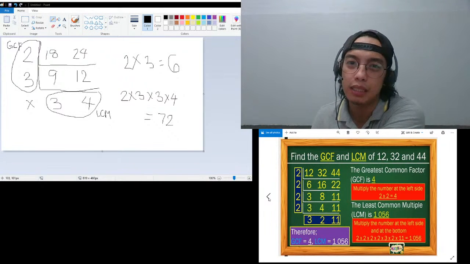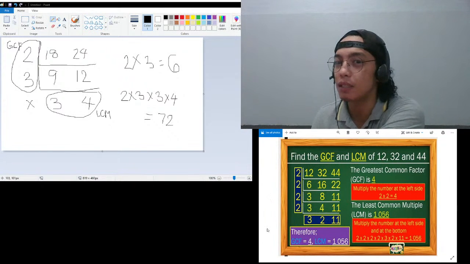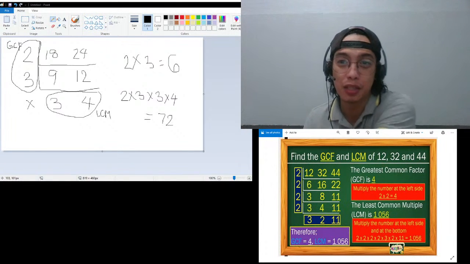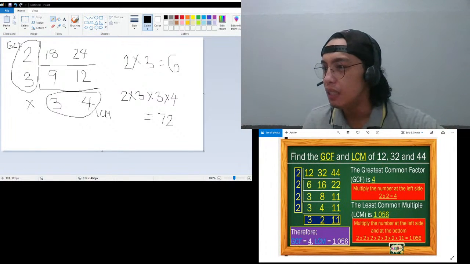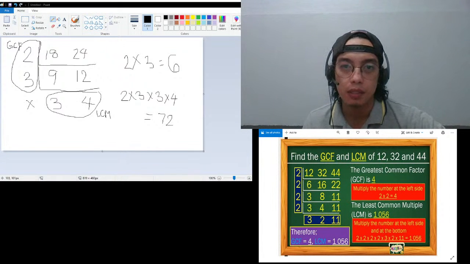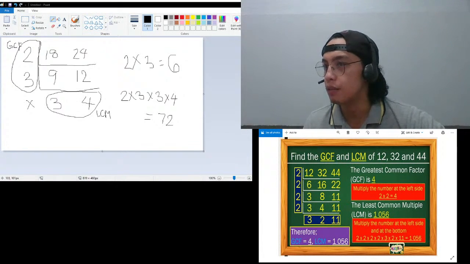Okay, let's try to do this one. It's challenging, it has three numbers. Okay, let's try to find this out. Alright, let's try to figure this out.